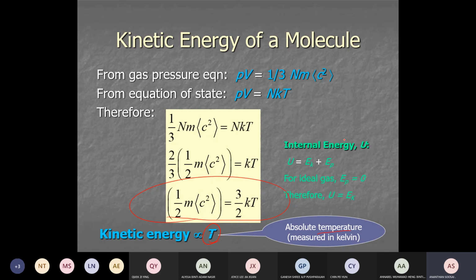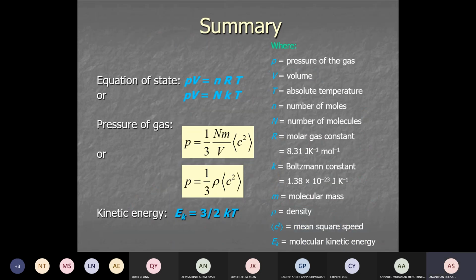The internal energy, we will discuss in the next topic. For the time being, just understand the kinetic energy first. So this is the summary. We are almost done. Now we need to strengthen the idea by doing some questions.